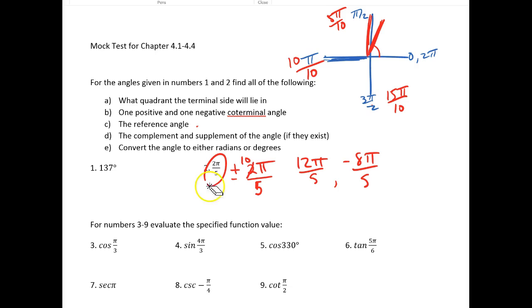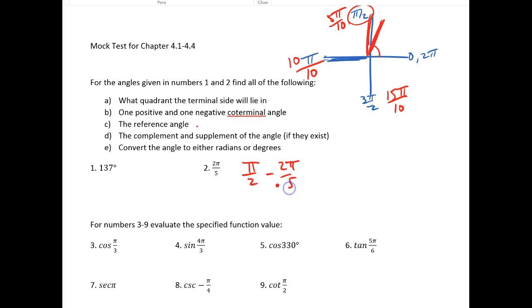Part D, the complement and supplement. So it's going to have both, because since it's in the first quadrant, I know that there's a little piece right here that I could add to it to get up to 90 degrees, or what's 90 degrees? Pi over 2. So for a complement, I would take pi over 2 and subtract what I see. So you're going to need to get common denominators. We'll go with 10 again. If that's a 10, that's a 4. So the complement would be 6 pi over 10, which is 3 pi over 5. Okay?